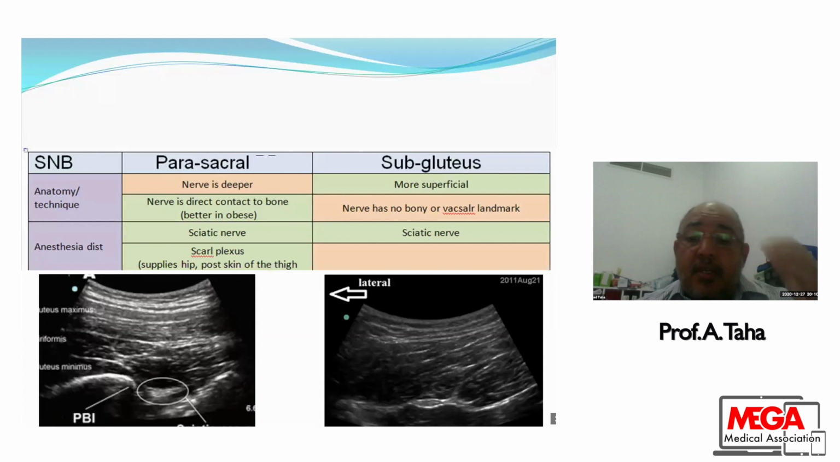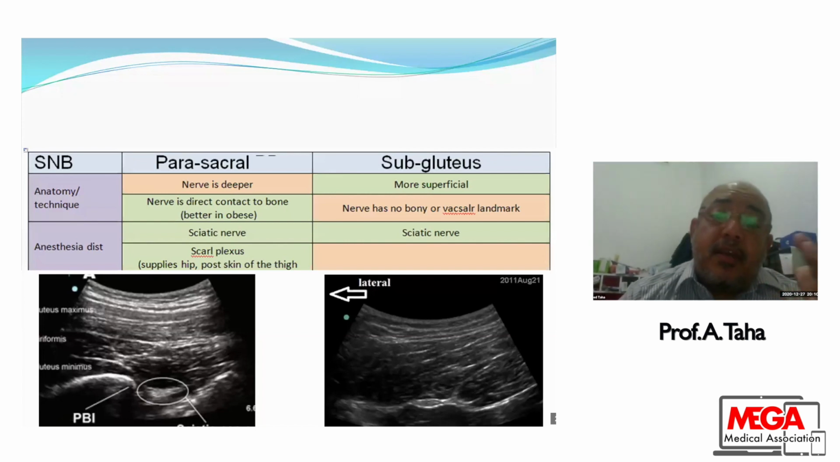Regarding the anesthesia distribution, in the subgluteal block you block only the sciatic nerve. Sometimes the local anesthetic may spread to the posterior cutaneous nerve of the thigh. But in the parasacral block, you block the entire sacral plexus. So you block the posterior cutaneous nerve of the thigh, you block the pudendal, you block every nerve of the sacral plexus. There are also some nerves supplying the hip that come from the sacral plexus, not from the sciatic. So in hip surgery, it is important to do a parasacral block.